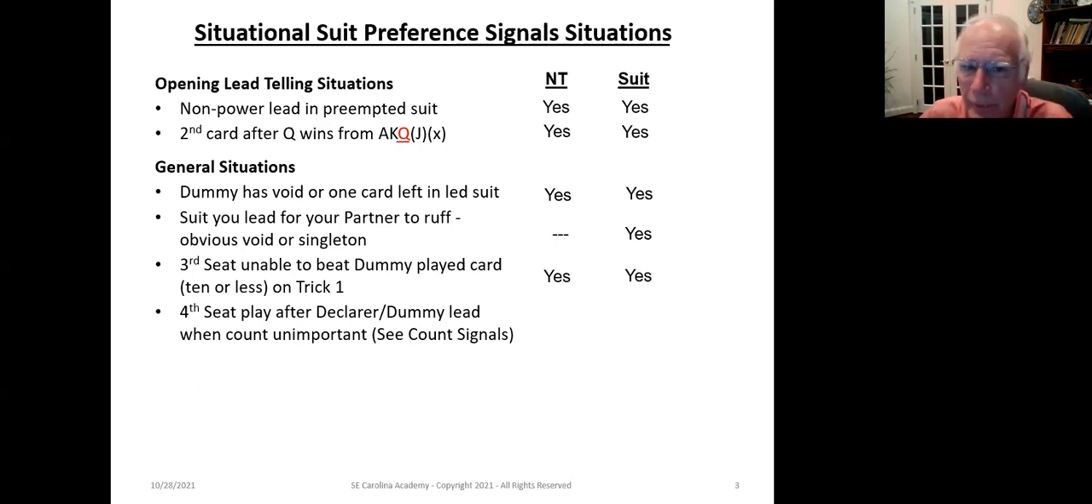Okay. In the 4th seat, when the declarer or dummy has led a suit, okay, then this is typically on the first lead of that suit, the defenders give count signals. We'll talk about count signals next week. However, it really doesn't make sense for the second defender to give count unless it's obvious that the count signal is needed. So instead of giving a count signal, we're going to give a suit preference signal. And we'll touch on that this week and when we talk about count signals. And that applies to both no trump and suit contracts.